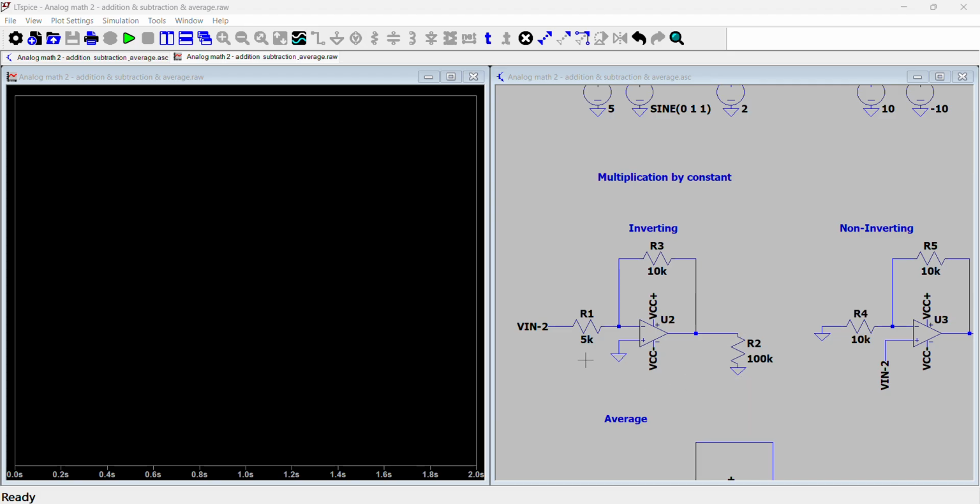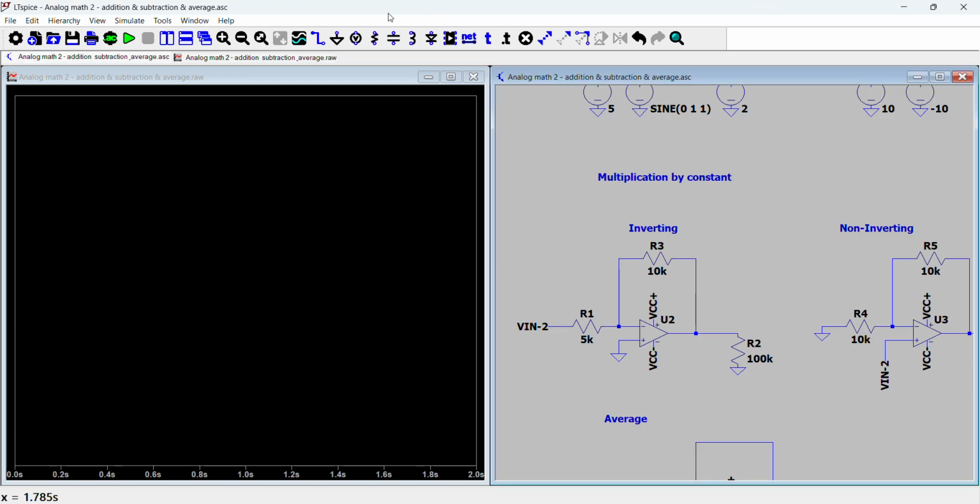So in this configuration, the gain of the circuit is this resistor R3 divided by this resistor R1. So in this case, it's 10K over 5K, which is 2. However, because it's in the inverting config, it's actually minus 2.